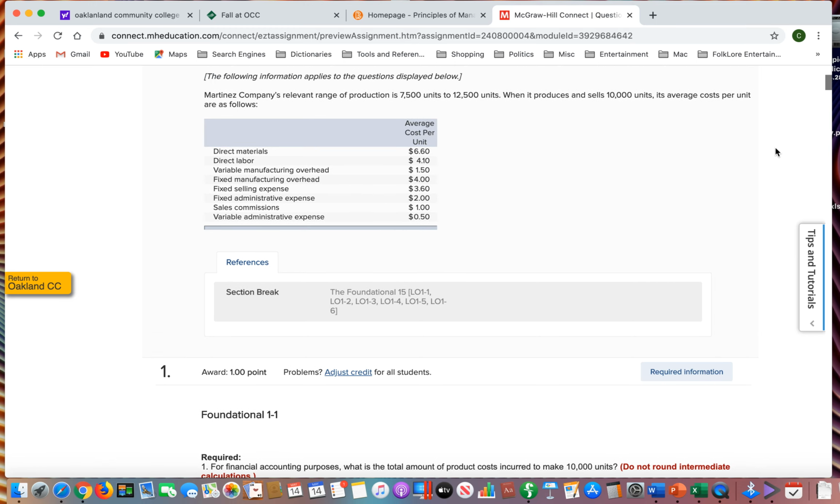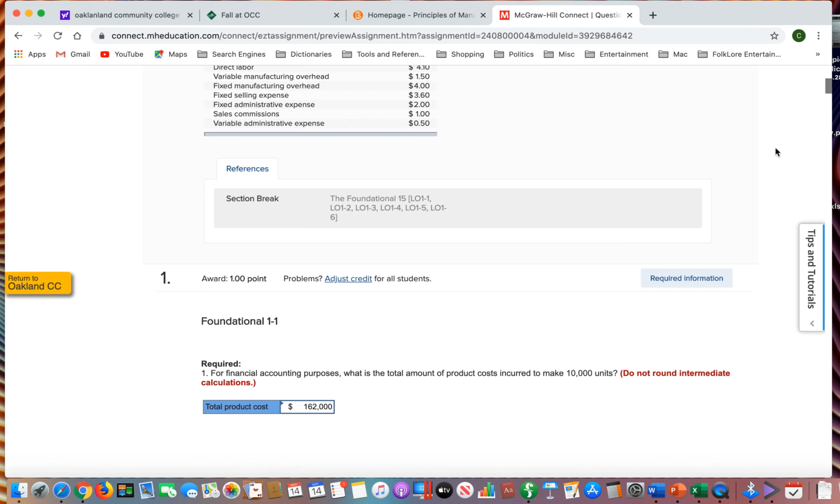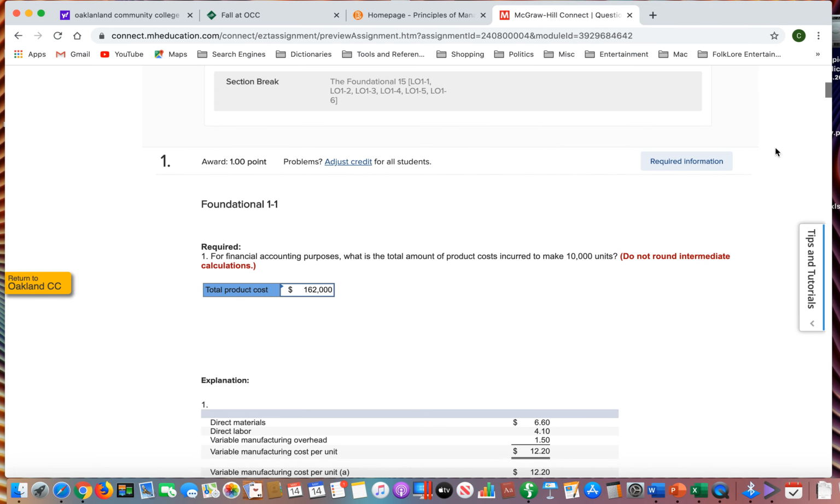For financial accounting purposes, what is the total amount of product cost incurred to make 10,000 units? Product cost. Keep in mind, it said product cost. What are the product costs? Direct material, direct labor, and the manufacturing overhead, both variable and fixed. So we're coming up with $162,000 when you make 10,000 units. Where did that come from? How do they calculate $162,000?